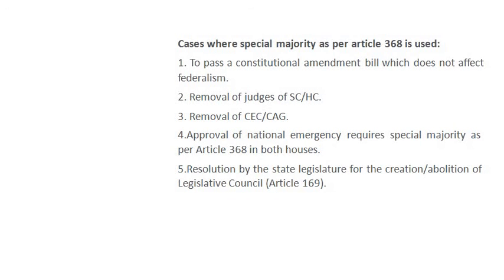Then the cases where the Article 368 is used: to pass a constitutional amendment bill which does not affect federalism, removal of judges of Supreme Court and High Court, removal of Chief Election Commissioner and Comptroller and Auditor General, CAG. The approval of national emergency requires special majority as per the Article 368 in both houses. Resolution by the state legislature for the creation or abolition of the Legislative Council as per the Article 169. For these cases, the Article 368 special majority is used.